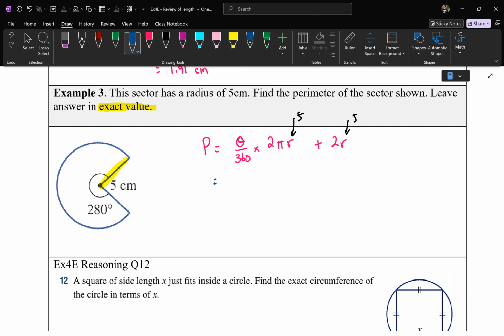280 degrees is the partial circle, so it's 280 out of 360 times 2 times pi times 5 plus 2 times 5. Remember, you want to leave your answer in exact values. Let's simplify where we can. What's 280 over 360 in simplest form? Anyone know? 7 over 9, yes. Divide by 40, very good.